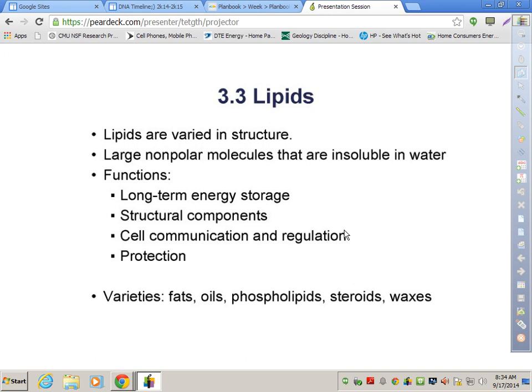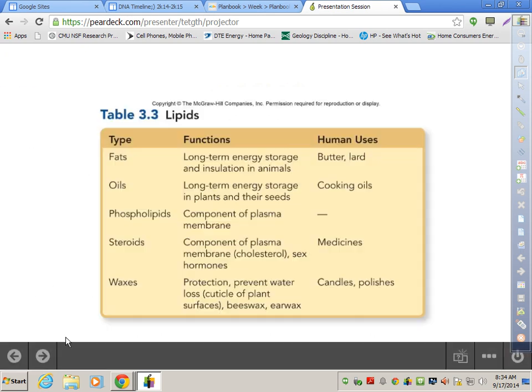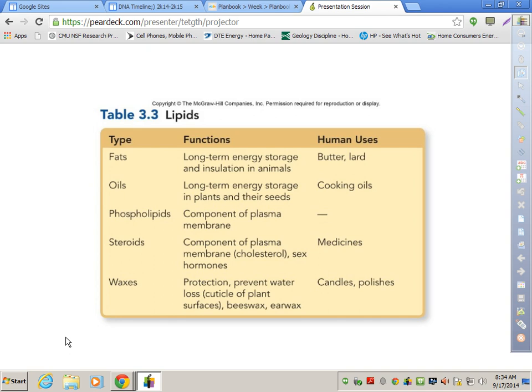So the different varieties are fats, oils, phospholipids, steroids, and waxes. Those are the different varieties of fats. I always say fats should have been broken down into a few different categories, but they all have fatty acids in some way, shape, or form, so we call them fats. And they're all lipids. Fats are for long-term energy storage. Think of this as the butter or lard or that spare tire that old people try to get rid of, the stuff that makes bacon taste really good.